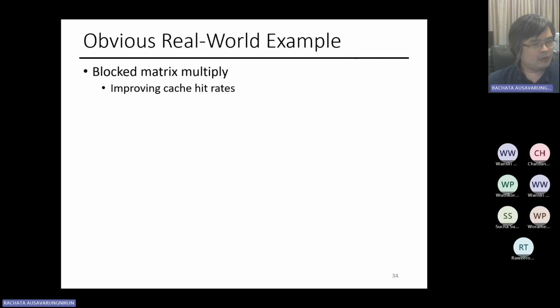you can do things that are called block matrix multiply. Block matrix multiply is making sure that when you do a matrix multiply, A multiplied by B, you slice this up into smaller blocks and you do a smaller unit at a time to make sure that everything fits within the cache.